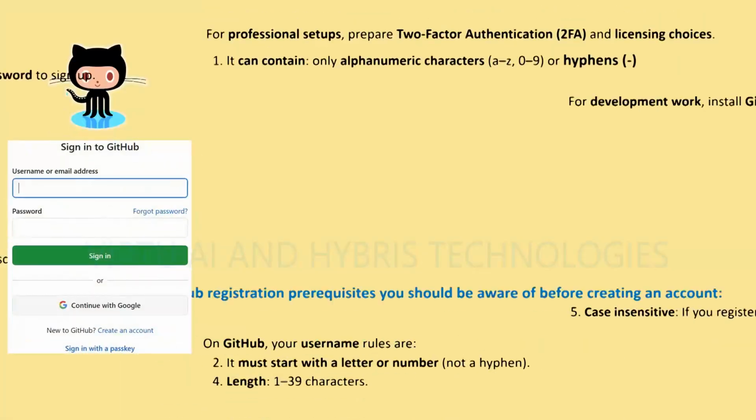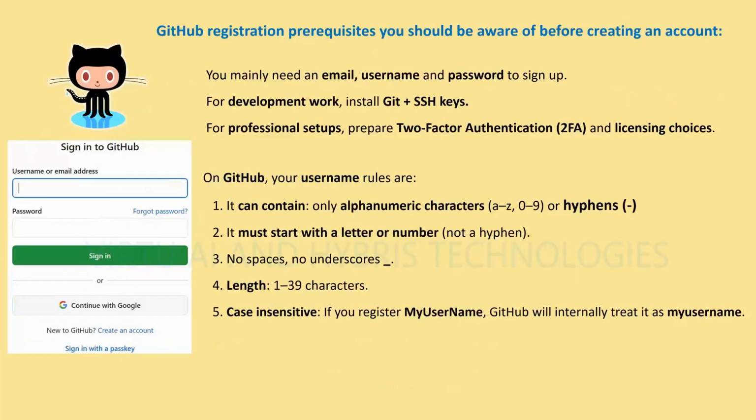The GitHub prerequisites are: you mainly need an email ID, username and password to perform sign up. For development work, install Git plus SSH key. For professional setup, prepare two-factor authentication, which is 2FA, and licensing choice, which is very essential.